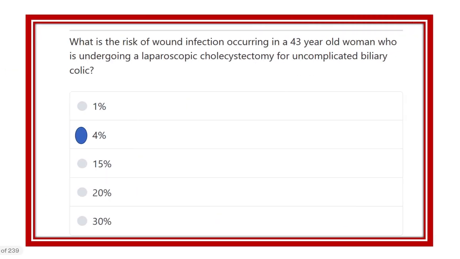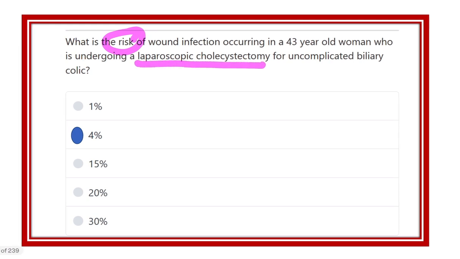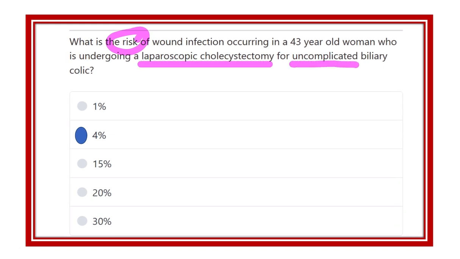So what is the percentage of risk in case of uncomplicated laparoscopic cholecystectomy? It is 2 to 5% or 2 to 4%. Here we can see the 4%. So 3 to 5% or 3 to 4%, very less, so it is 4%.